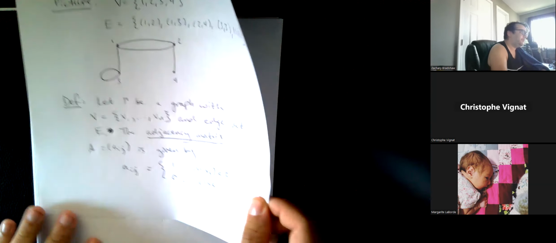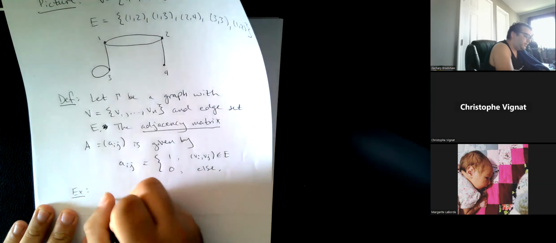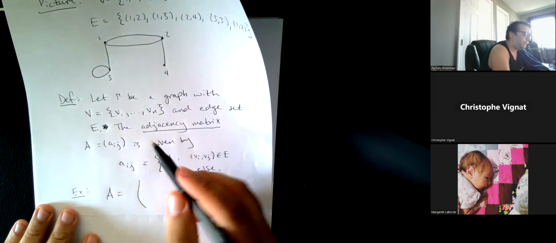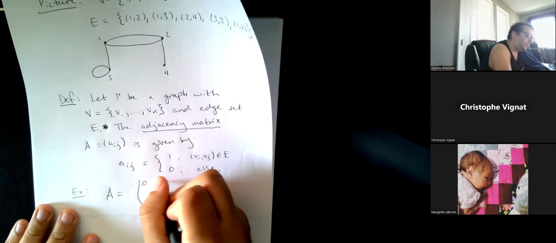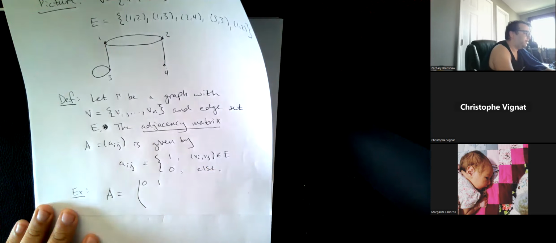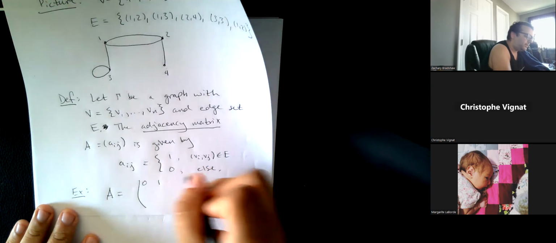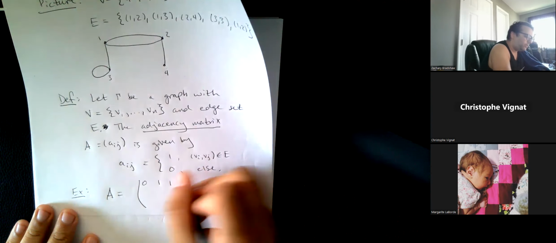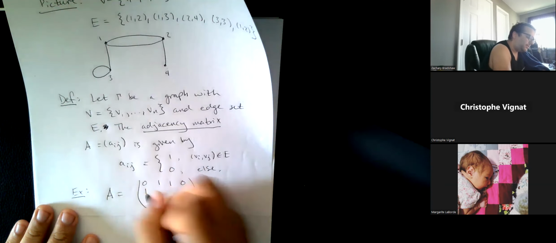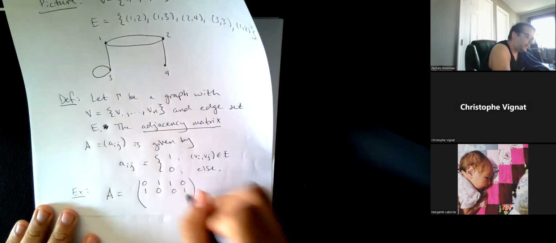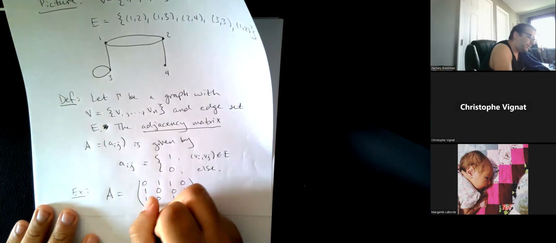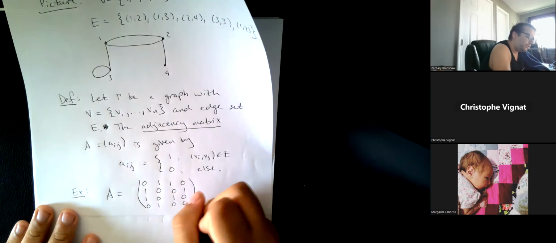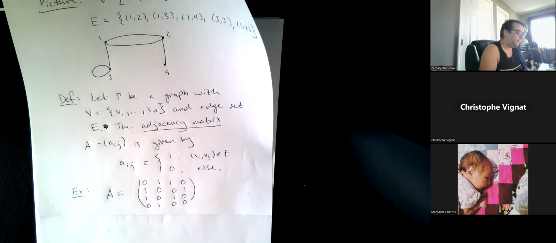So as an example, for the graph that we have drawn here, the adjacency matrix is going to be 4 by 4 because there are 4 vertices. Is there an edge from 1 to 1? No. From 1 to 2? Yes. There's actually 2 of them, but all we care about is whether there is one. From 1 to 3? From 1 to 4? No. From 2 to 1? Yes. From 2 to 2? No. 2 to 3? No. 2 to 4? Yes. 3 to 1? Yes. 3 to 2? No. 3 to 3? Yes. 3 to 4? No. 4 to 1? No. 4 to 2? Yes. 4 to 3? No. 4 to 4? No. Okay, so this is the adjacency matrix for that particular graph.